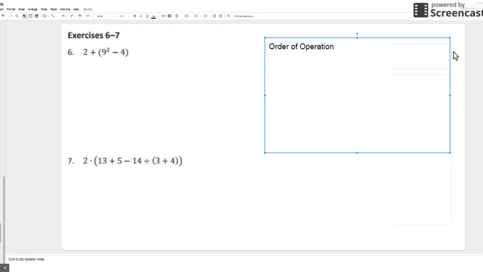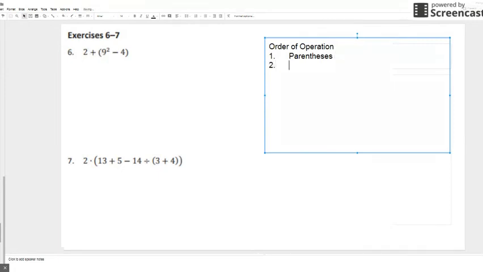So you have a sequence of events that you need to follow when dealing with order of operation. The first thing we always want to take care of is parentheses. This is always our first step. If we look at this one, everything inside these parentheses has to come first. It doesn't matter what's inside or outside, but we want to take care of everything inside. It's almost like it's a problem by itself.